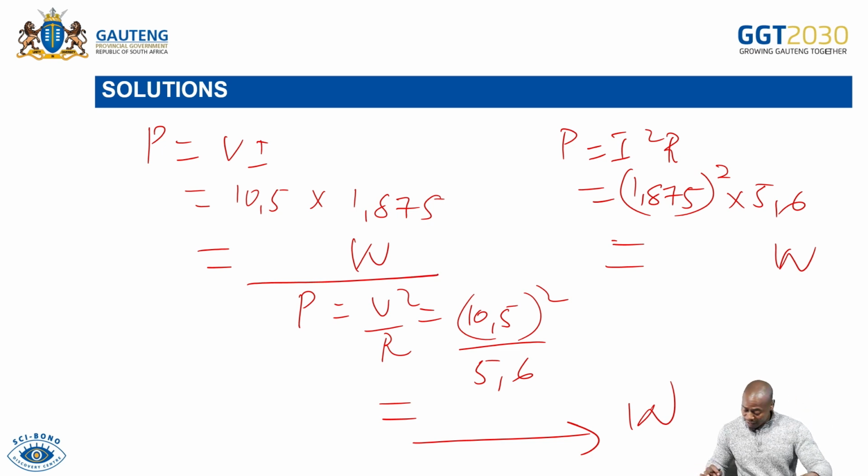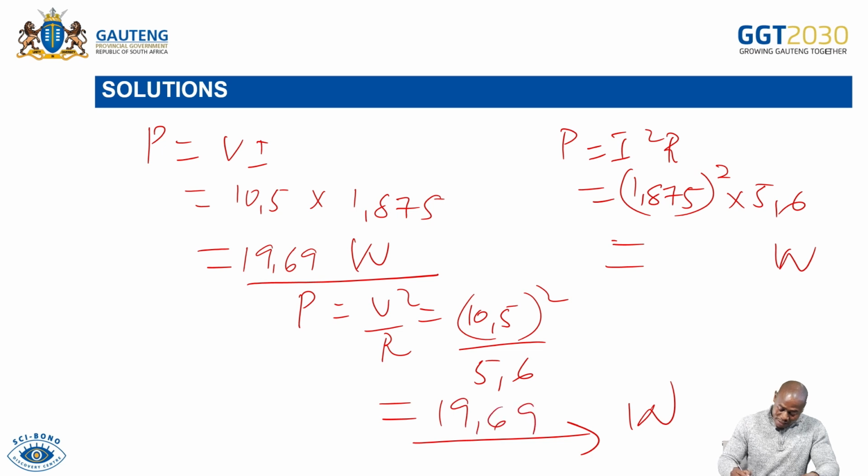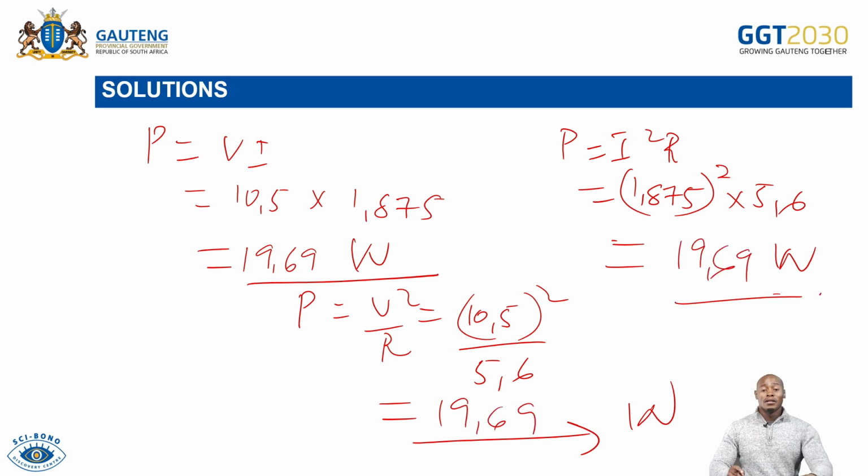So what is 10.5 times 1.875? So here I'm having 19. I'll round it off to 2 decimal places. I'm having 19.69. Even here it should be 19.69. So that is our power dissipated by the resistor R.